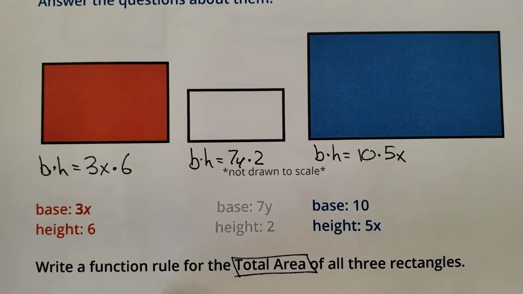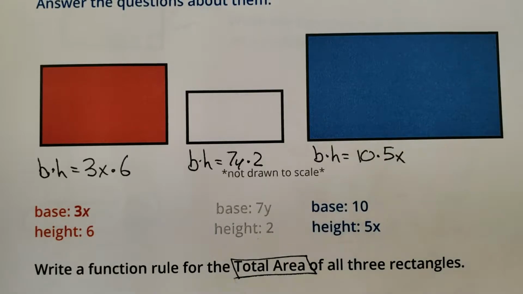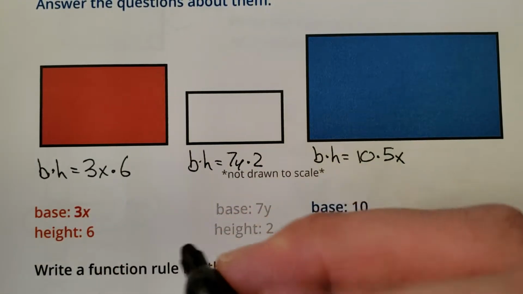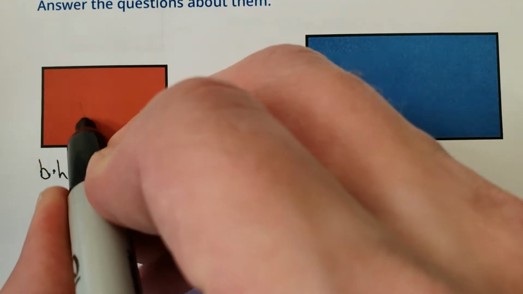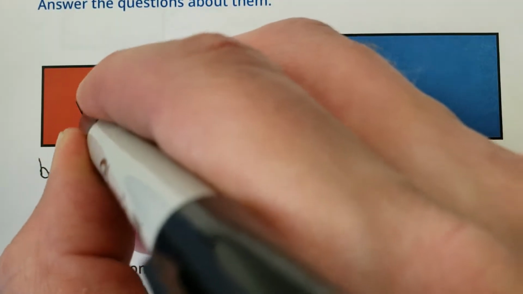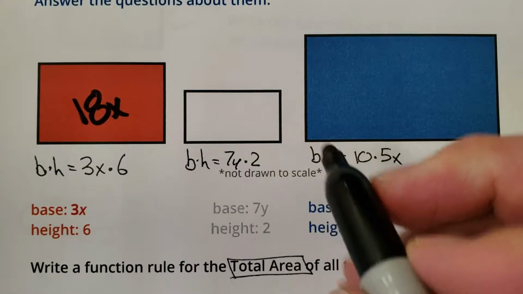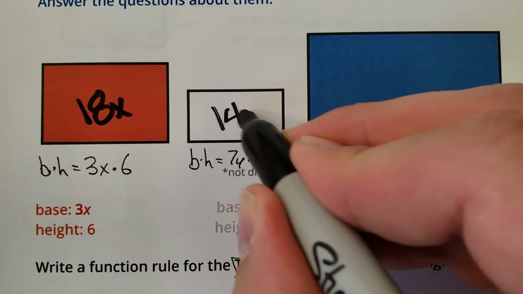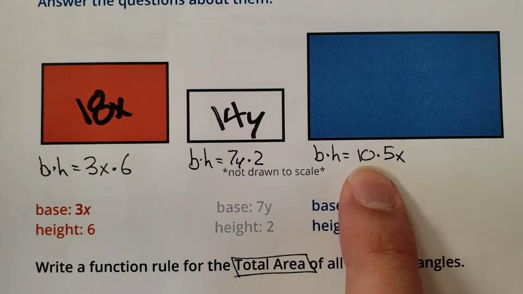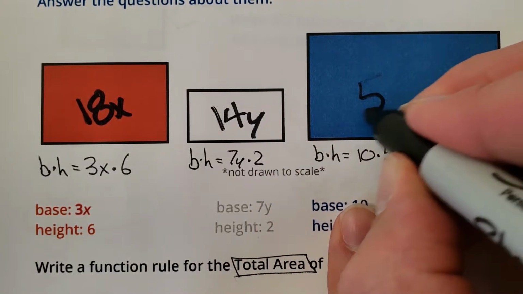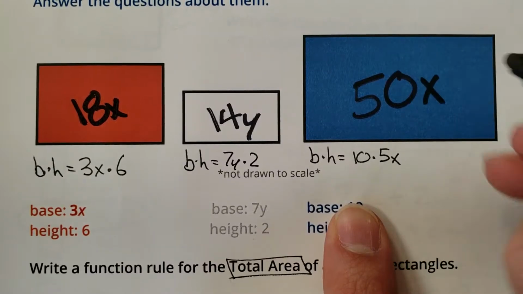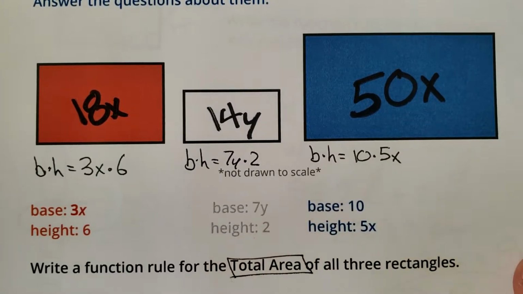That's the very first thing I would do as soon as you see this problem: find the areas of all three rectangles. So let's see, 3x times 6 would be an 18x. Oop, my Sharpie is not working so good. Here we go. So your 18x, again, that's the area. 7y times 2 would be a 14y. And then 10 times 5x would be a 50x. All right, sweet. I have all of my areas.